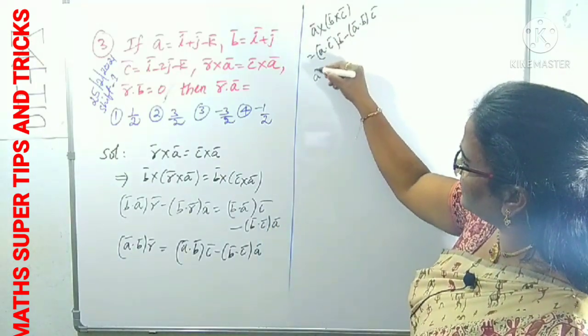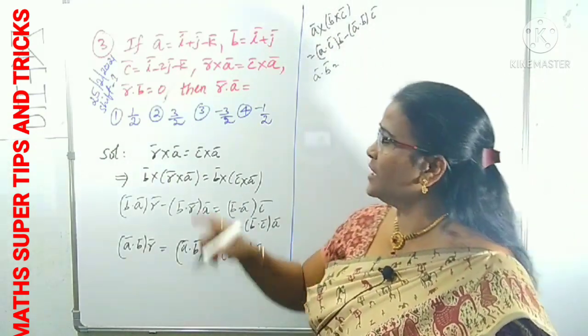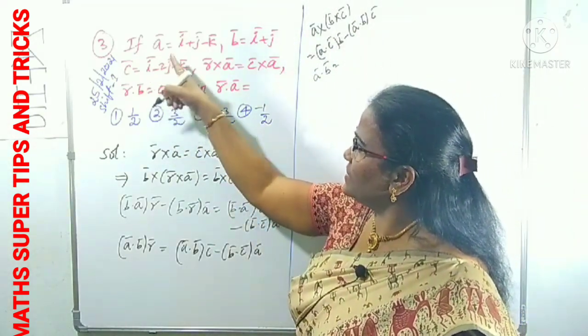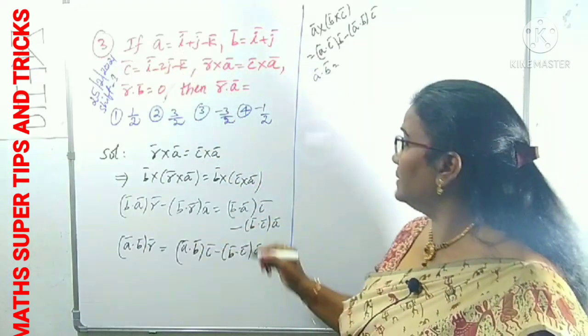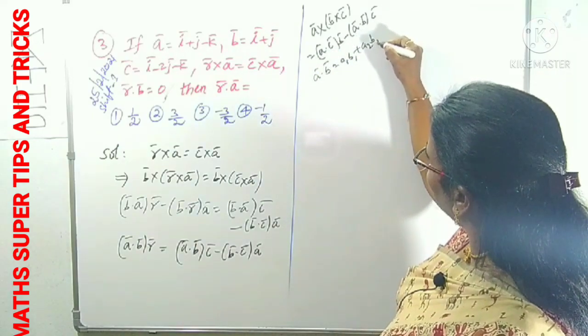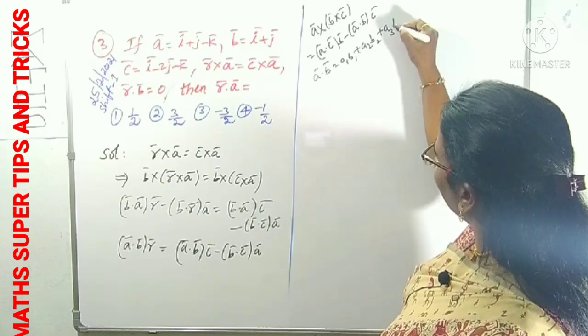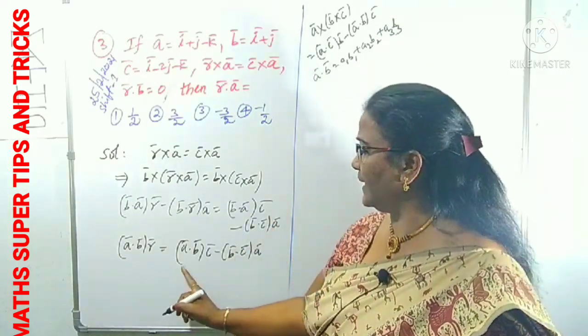I say to you, the dot product result. a dot b is what? a1 b1 plus a2 b2 plus a3 b3. This is the dot product of two vectors, which I am using here for a dot b.